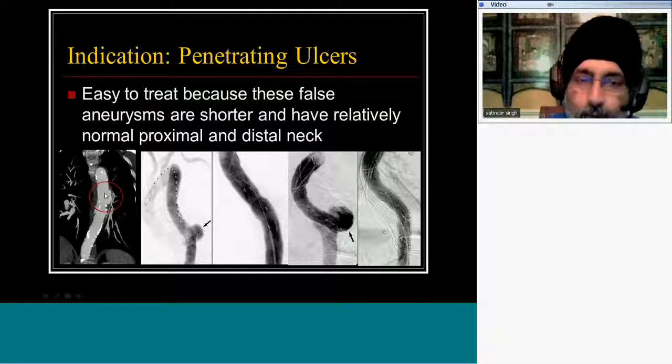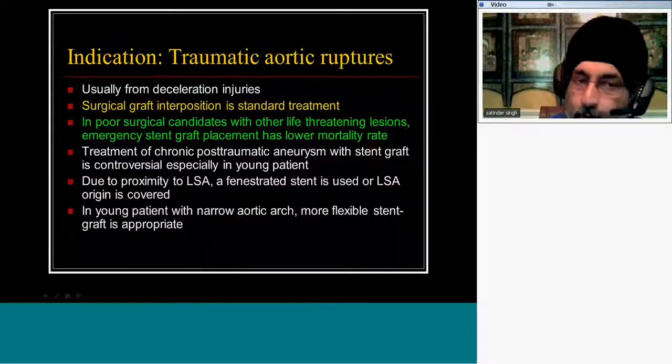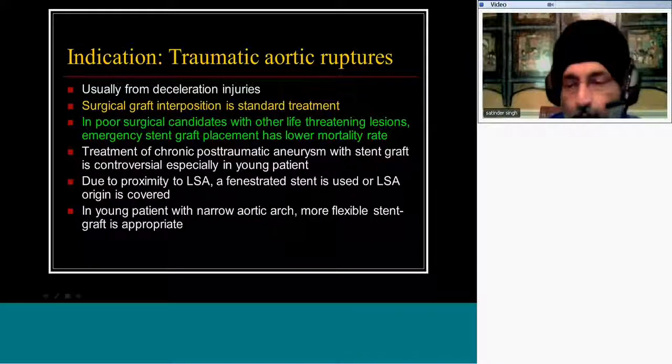Example of penetrating ulcer, again, not difficult to treat because these false aneurysms are actually short and they have a relatively normal proximal and distal anastomotic site. So here is an example of a leak in the descending aorta, and once it is covered, no leak is noted after the procedure.